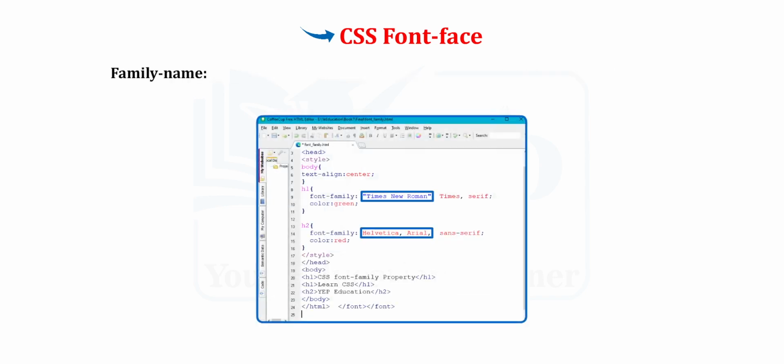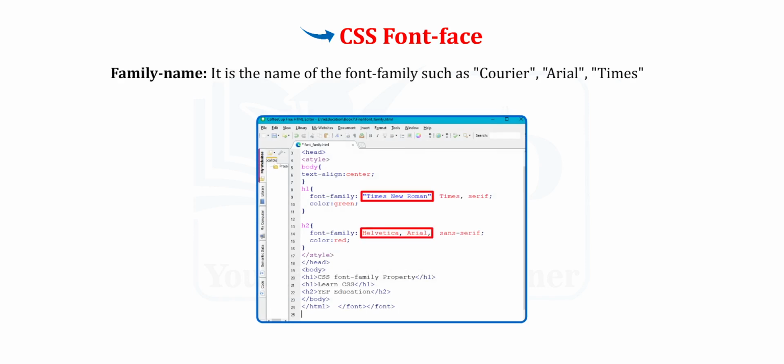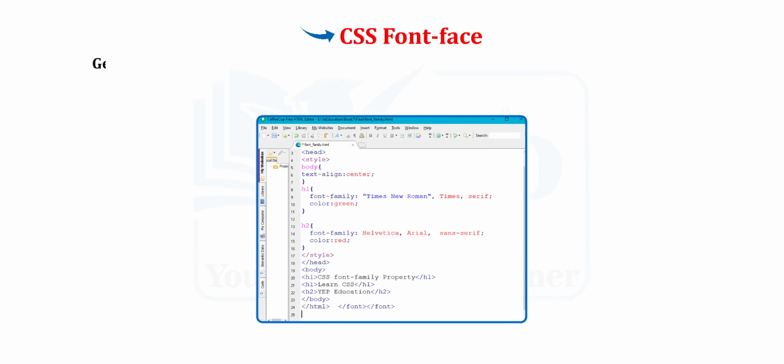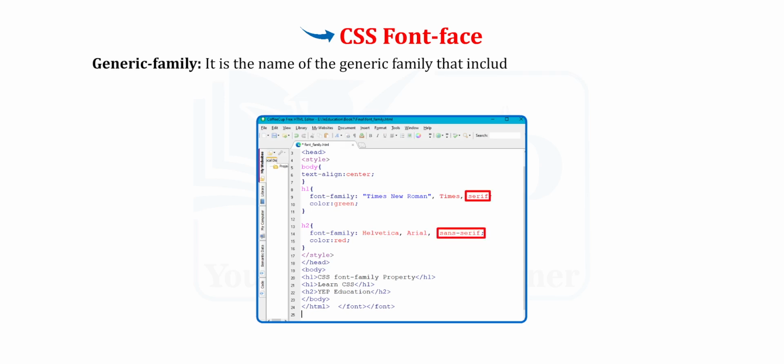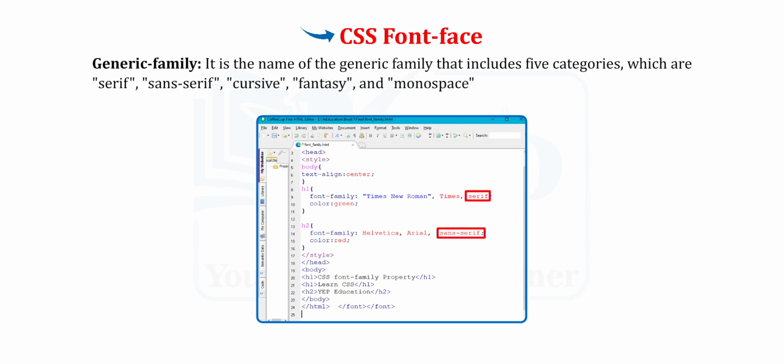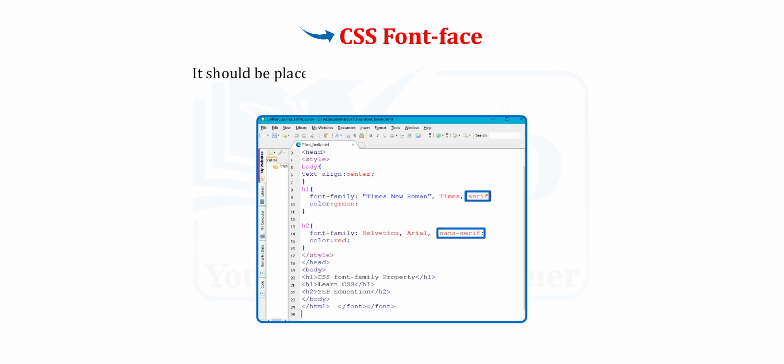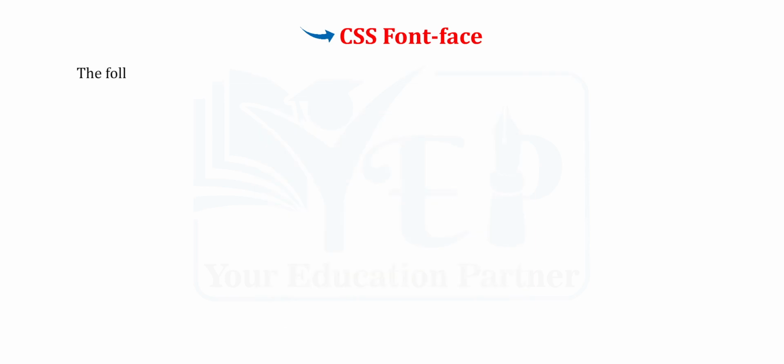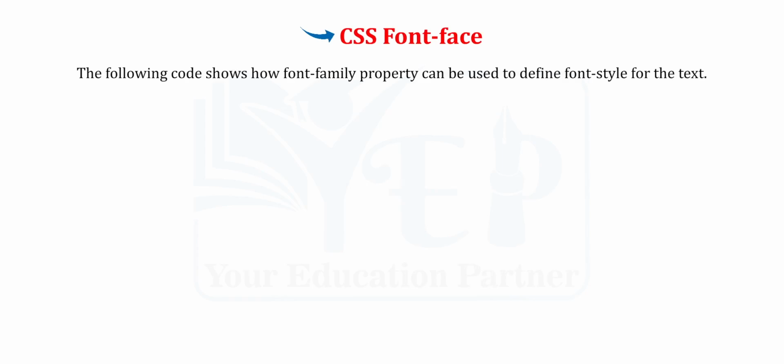Family name. It is the name of the font family such as Courier, Arial, Times, etc. Generic family. It is the name of the generic family that includes 5 categories, which are serif, sans serif, cursive, fantasy, and monospace. It should be placed at last in the list of the font family names. The following code shows how the font family property can be used to define font style for the text.